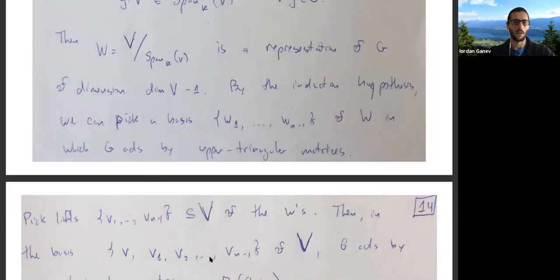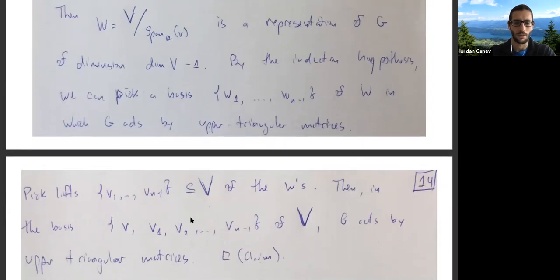Now it's pretty clear. If you're not convinced, you can write it out a bit more, but G will act by upper triangular matrices in this basis. If we think about every element of G as a matrix in this basis, then the first column will just have some scalar in the top entry and zeros elsewhere, because we know that v is sent to a multiple of itself.